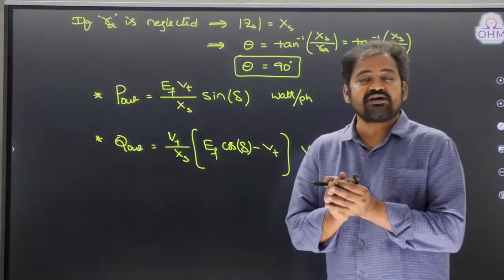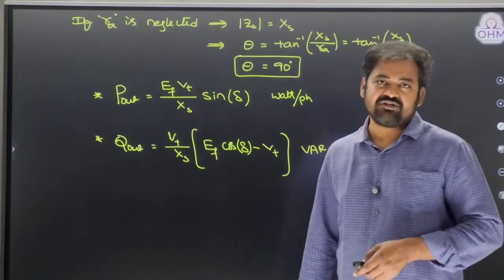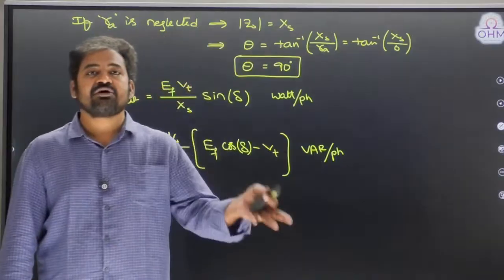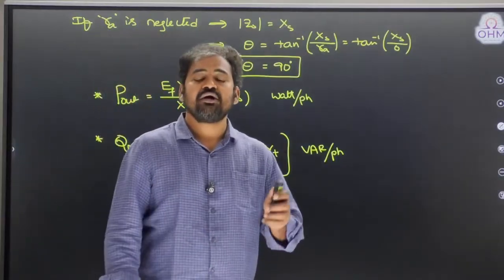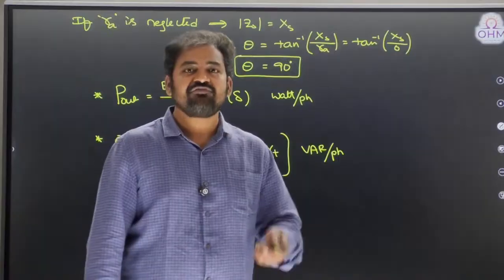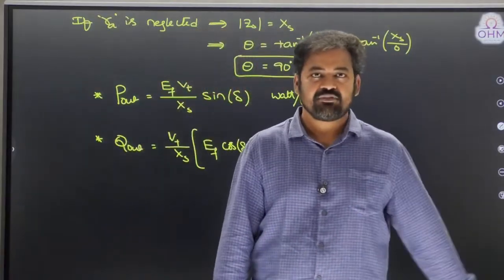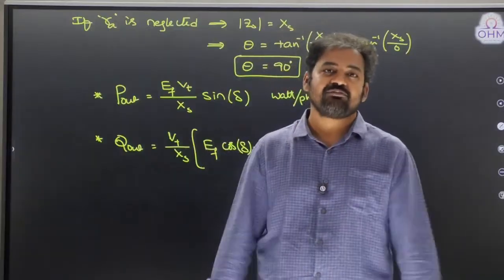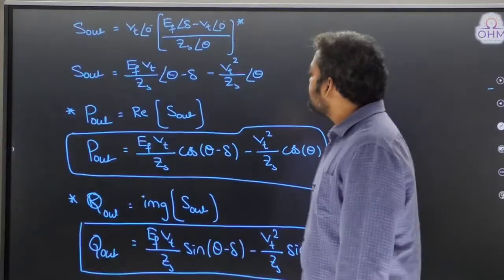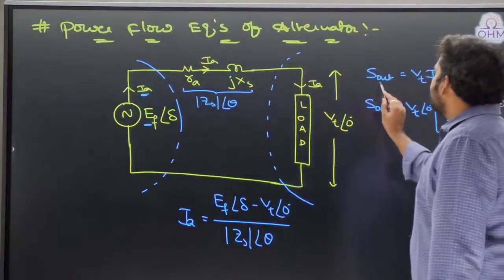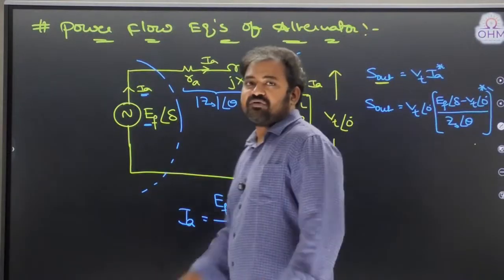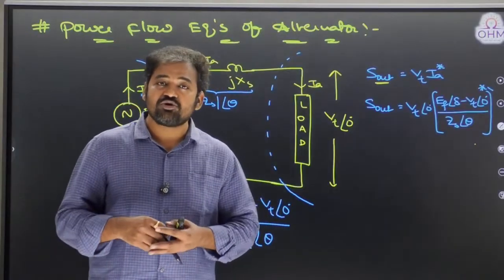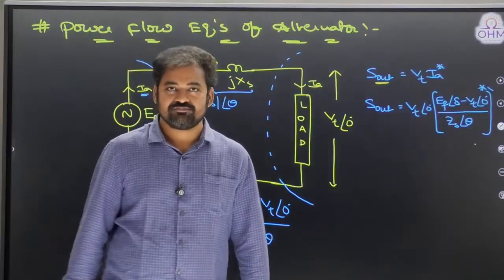Suppose what if the quantities are in per unit values? No need to multiply with 3, because in per unit calculation, the single phase value or three phase value will be the same, right? So no need to multiply with 3 if quantities are in per unit. In case the quantities are in actual values, you have to multiply them with 3. Okay, so this is about output power equations of the alternator. But sometimes in the numerical questions, we may also be asked to find the input power value.